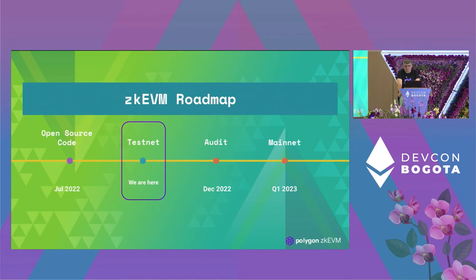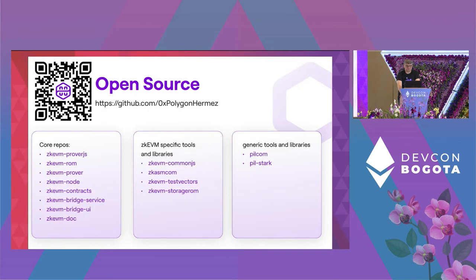Roadmap: of course, we just launched the public testnet. We need to audit, and we will launch when it's ready. We want to be safe enough. 100% safe is going to be impossible, but we want to be responsible, and we want to audit this very well. And when we feel comfortable, then we will launch.